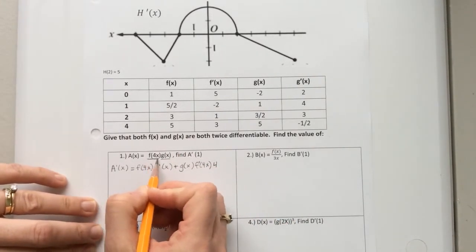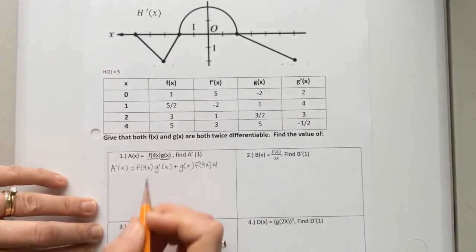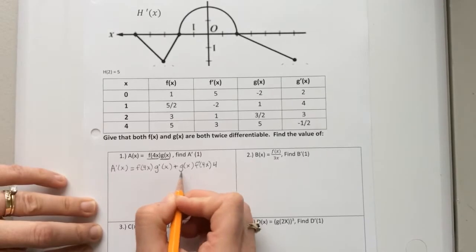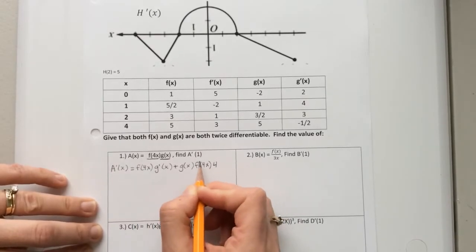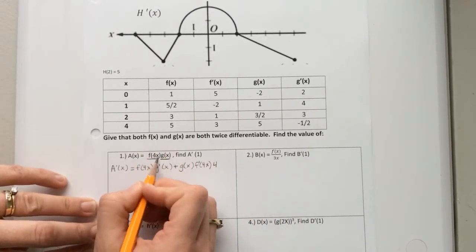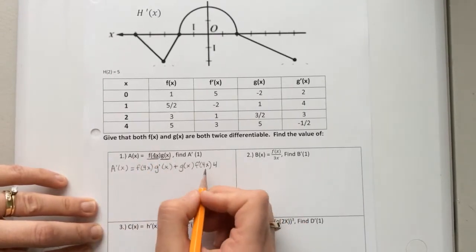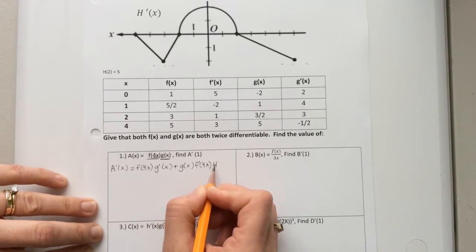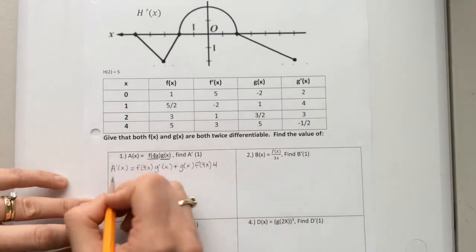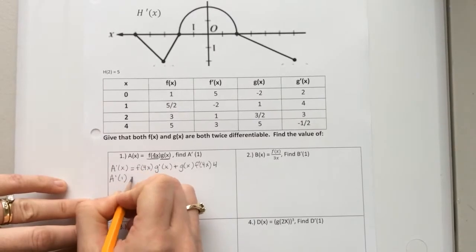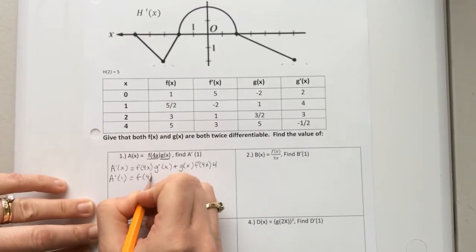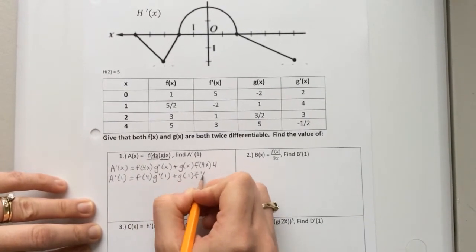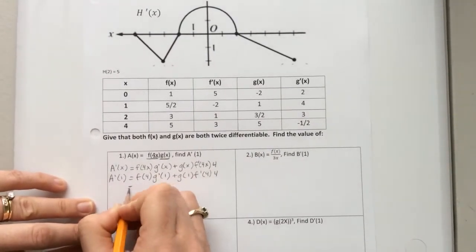a of x is two functions that are multiplied together, so I need the product rule. I need the first function times the derivative of the second, plus the second function times the derivative of the first. Now the first has 4x plugged into f of x, so the derivative of the f is f prime, keep the inside the same, times the derivative of the inside, chain rule. So now to find a prime of 1, I plug in a 1, so I'm going to need f of 4 times g prime of 1 plus g of 1 times f prime of 4 times 4.